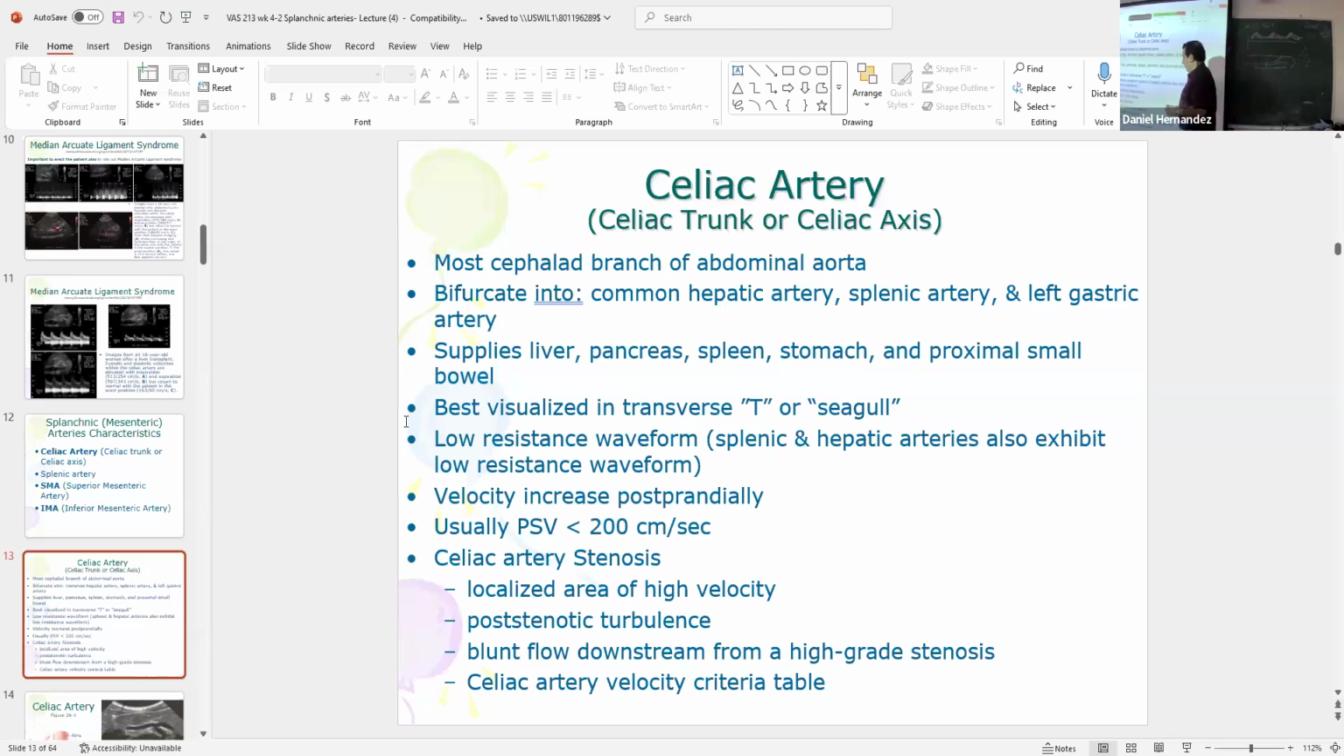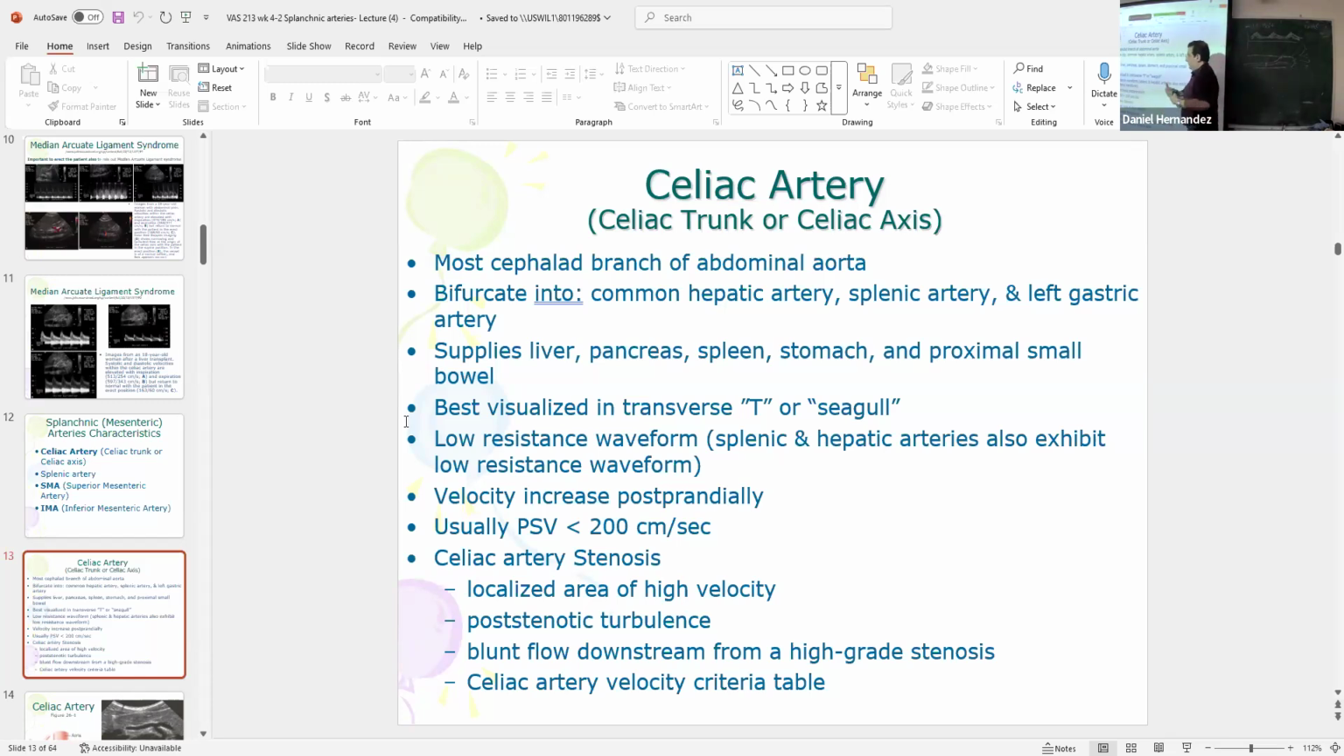Now, over 200, we're worried about stenosis. With celiac artery stenosis, we look for a localized area of high velocities. Put your color on, look for post-stenotic turbulence. Look for post-stenotic turbulence in your Doppler waveform.